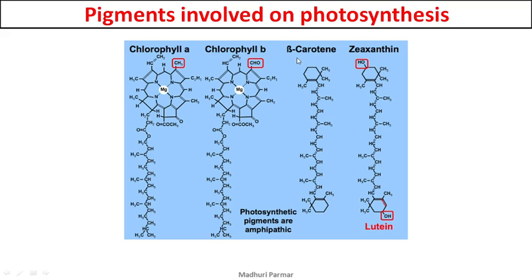So this is carotene, and then zeaxanthin is nothing but a xanthophyll. Xanthophylls are also a type of carotenoids. These together are called carotenoids. They are just a type of carotenoids which give you yellow color. So orange color, yellow color, light green, and dark green.